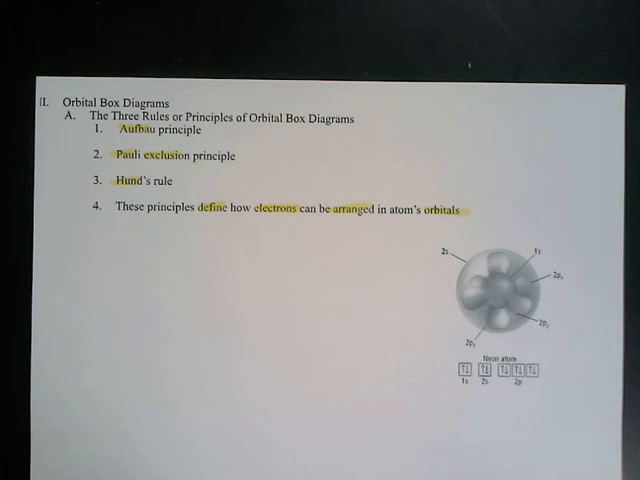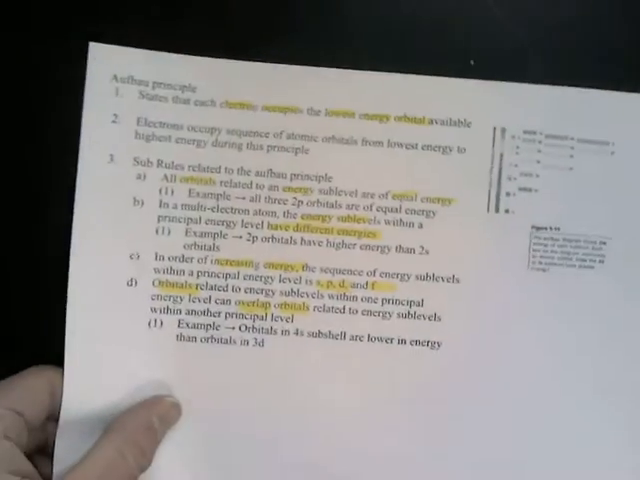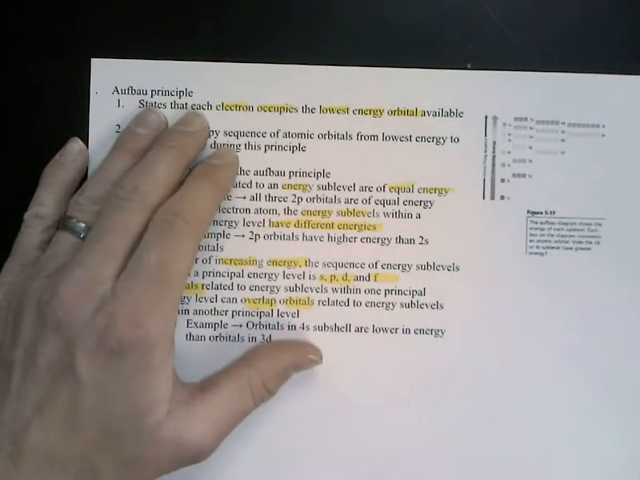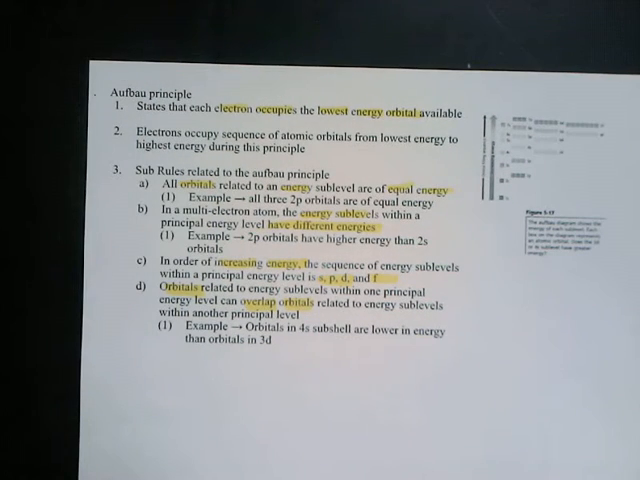Now, to draw these orbital box diagrams, we need to abide by 3 principles. All of these have names for the scientists who identified these particular rules that electrons abide by when they occupy a particular orbital. So we get into these rules, and I don't need you to know the exact name, but I need you to be able to apply it.